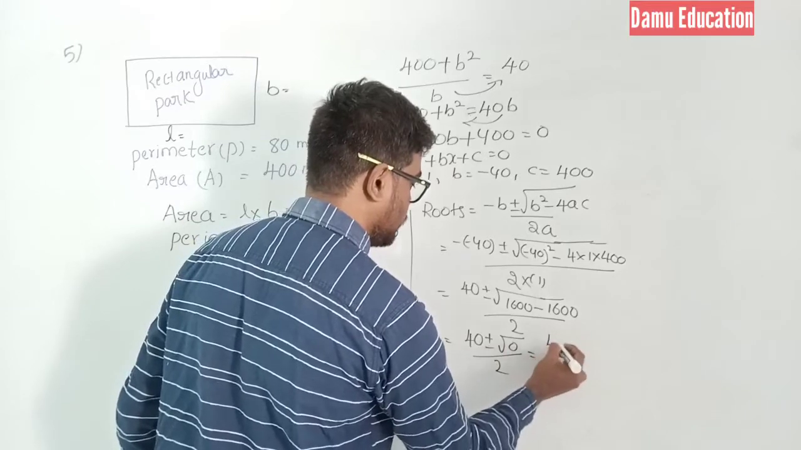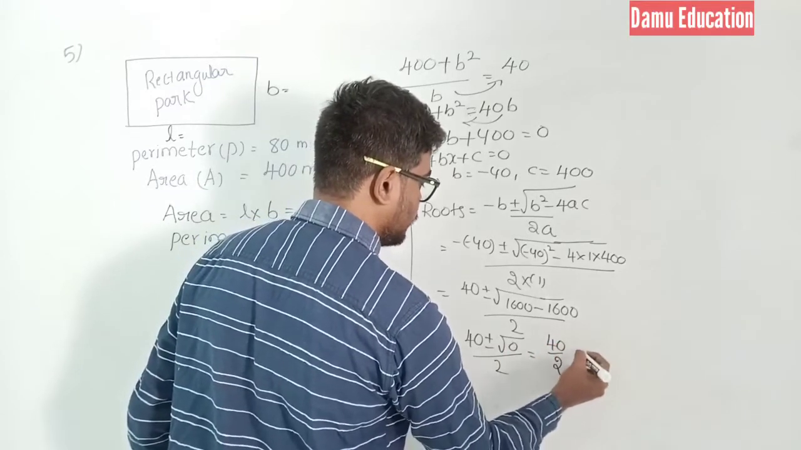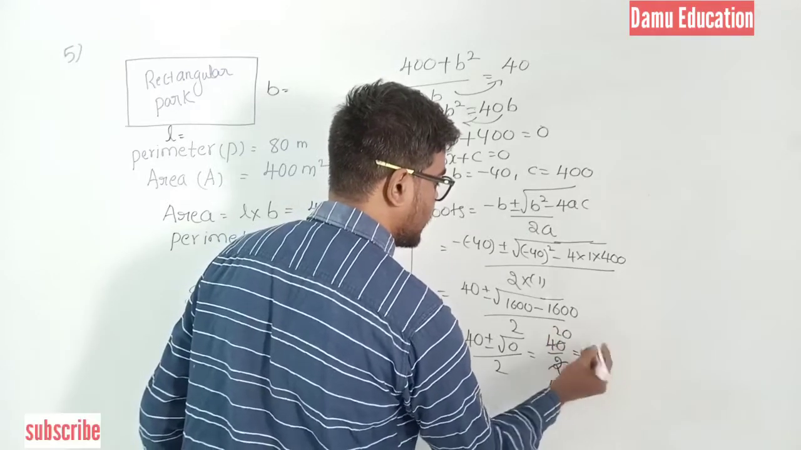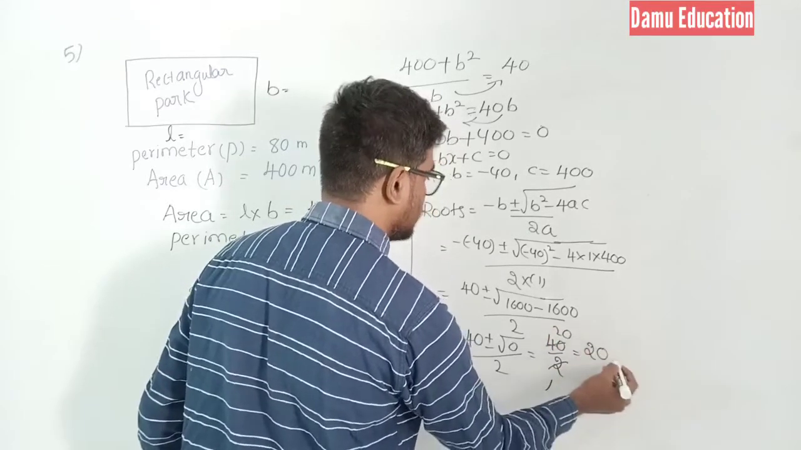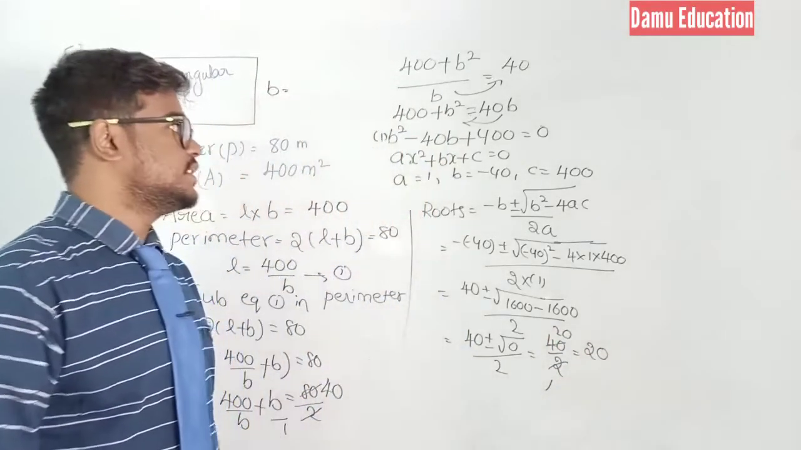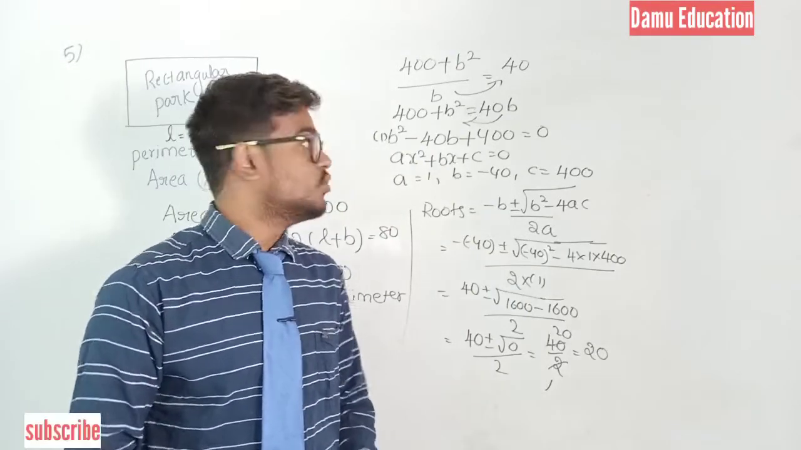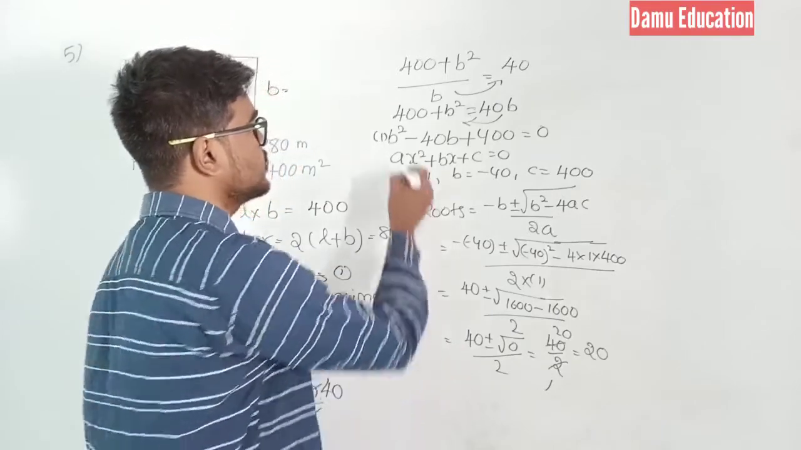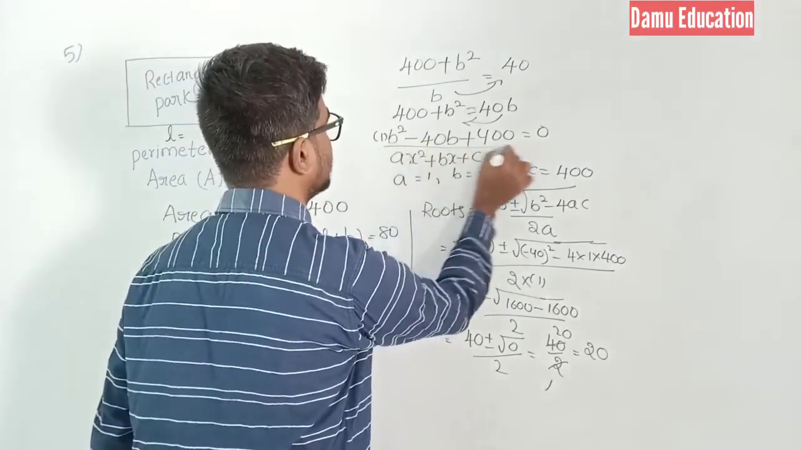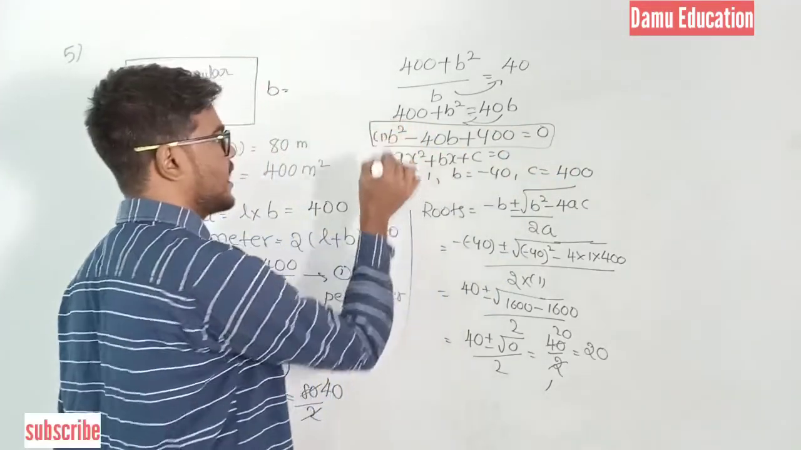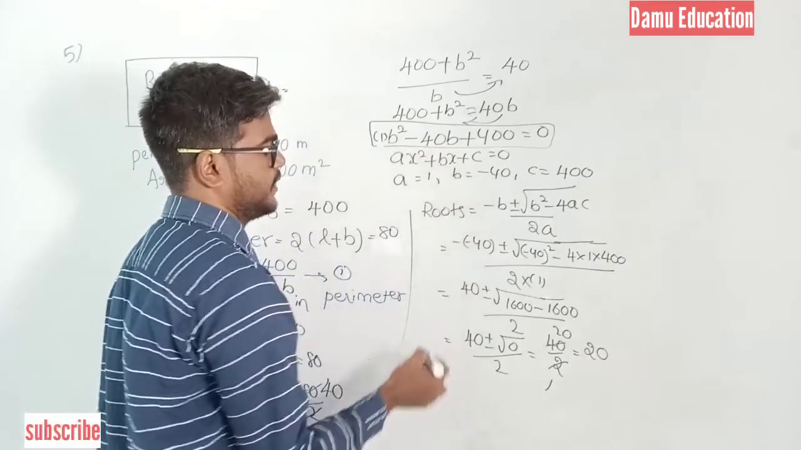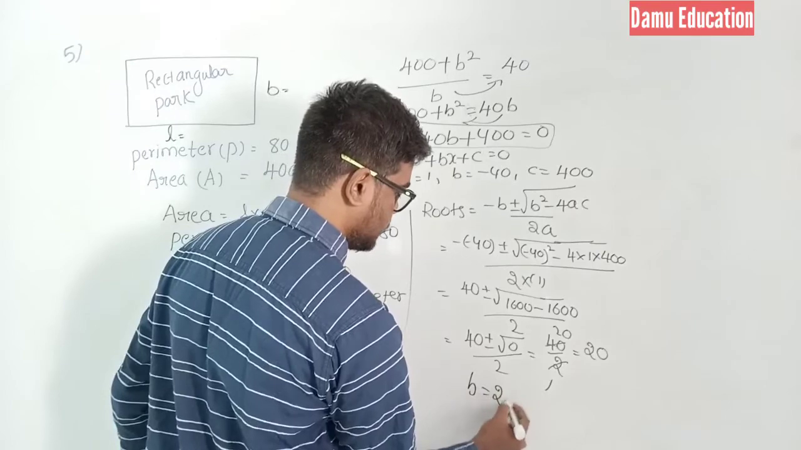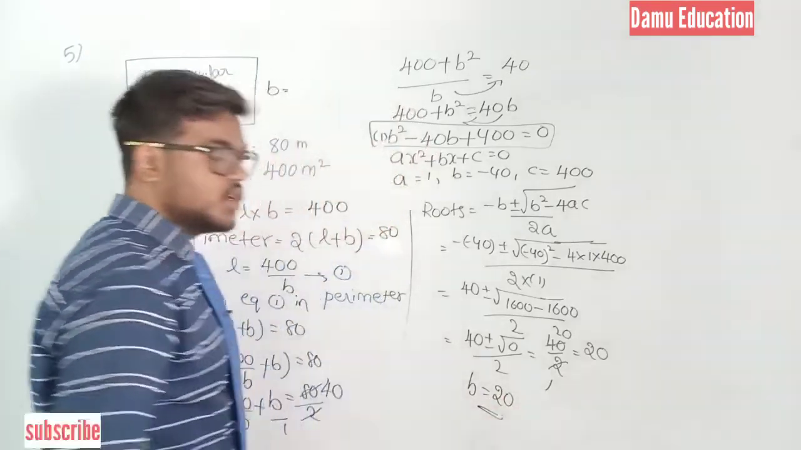Then 40 by 2. So we are getting 20. So these are the roots, 20. Here x is in the format of b, so x is equal to b. So b will be equal to 20.